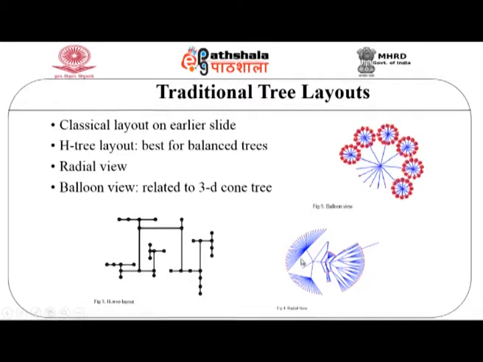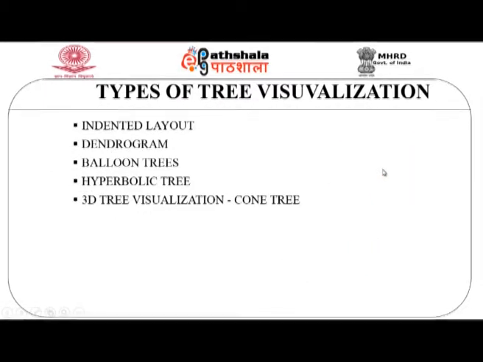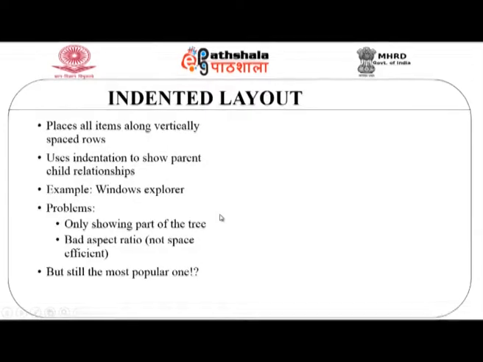There is another view called a radial view, which also tries to cluster all the nodes and show them in the form of a radial view. There is another type of representation, which is a balloon view, which is related to the 3D cone trees. So there are various types of tree visualization techniques. One is the indented layout, the dendrogram, the balloon trees, the hyperbolic tree and the 3D visualization cone trees.